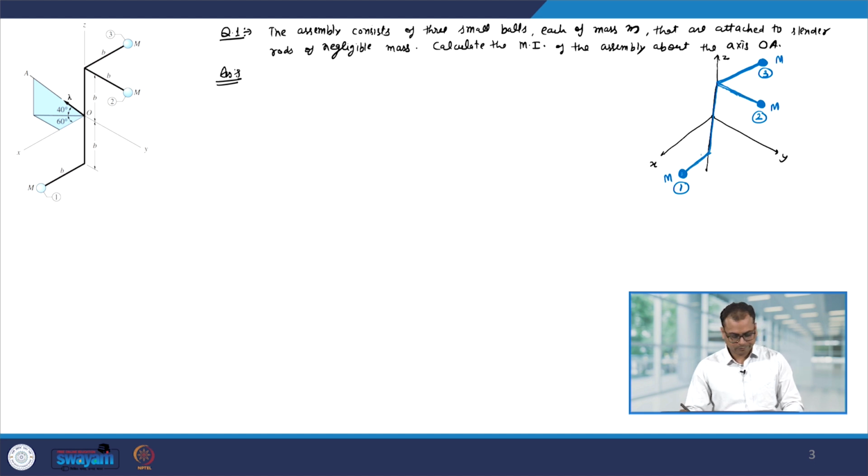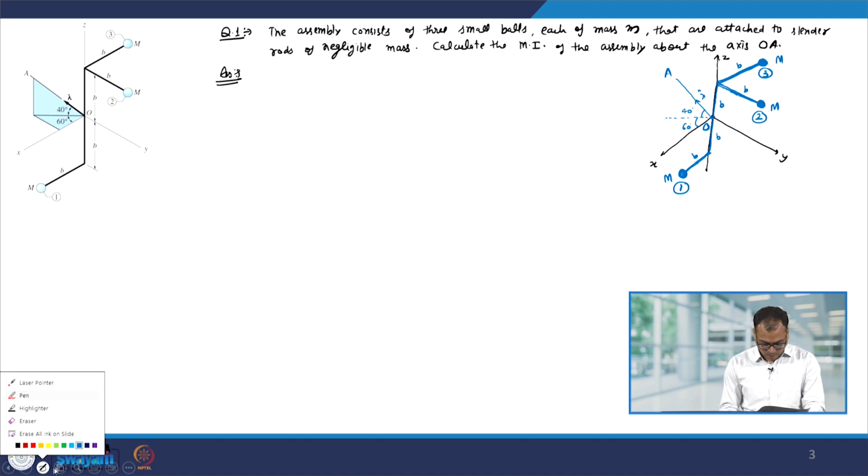The length is also given. So, this is B, this is B, this is B, this is B, and this is also B. Then we have the axis OA, about which we have to find out the moment of inertia. Let us say the unit vector along OA is lambda cap, and it is given that this angle is 60 degrees and this angle is 40 degrees.